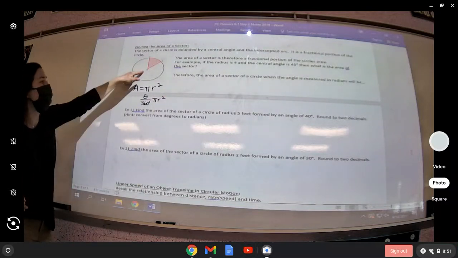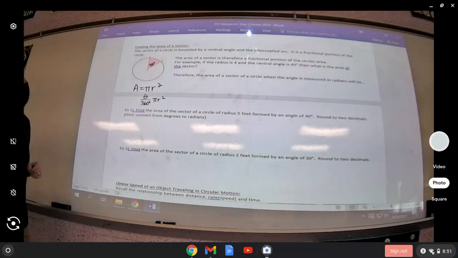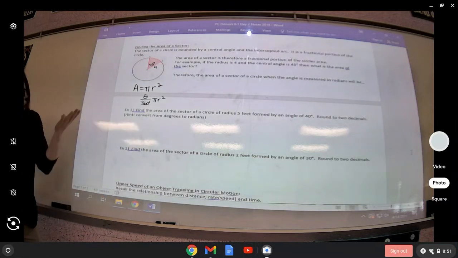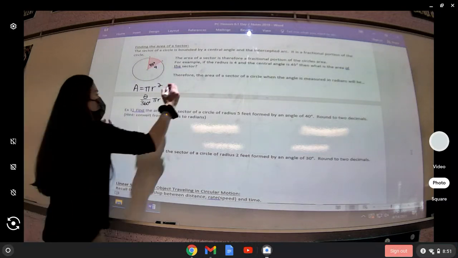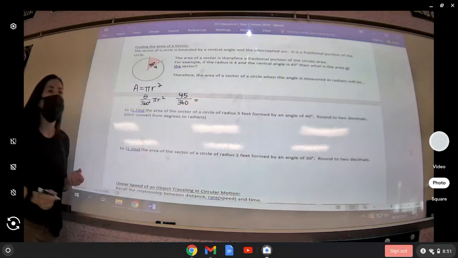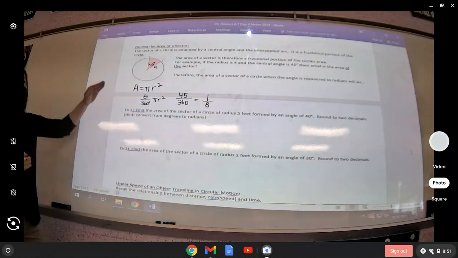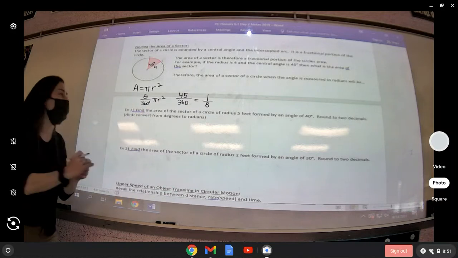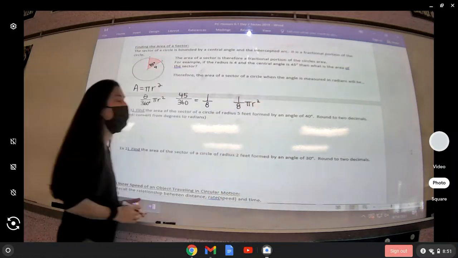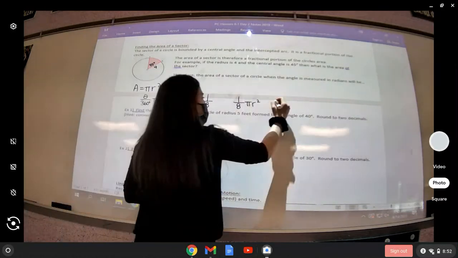So to find this one, they're telling you the angle is 45 degrees and the radius is 4. So what's the fractional portion of our circle? We have 45 degrees out of 360, which reduces to 1/8. So you're going to have 1/8 of the area of this circle. That's going to be 1/8 of pi r squared. It's only 1/8 of the entire area. So plug in your radius and you'll find your area.